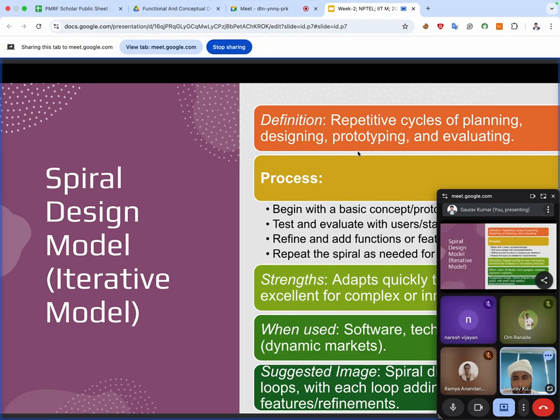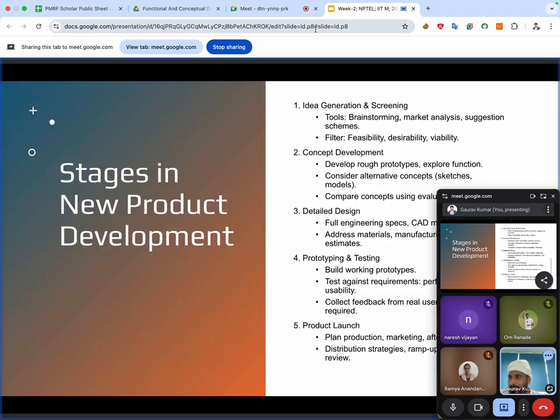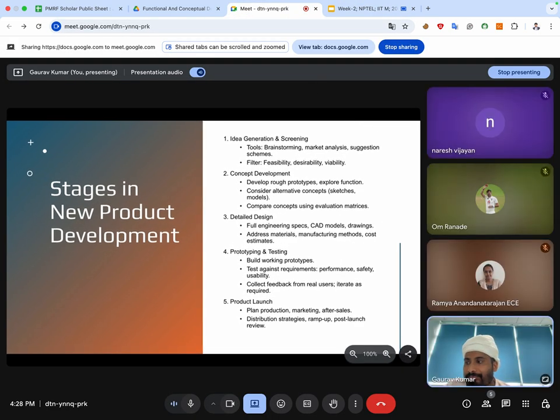Next one is the stages in new product development. Let's now look at the breakdown of the new product development life cycle, step by step. The first one is idea generation and screening. Start with brainstorming, use market research, competitor analysis, and user interviews, and then apply filters. Is it desirable, feasible, or viable, right?